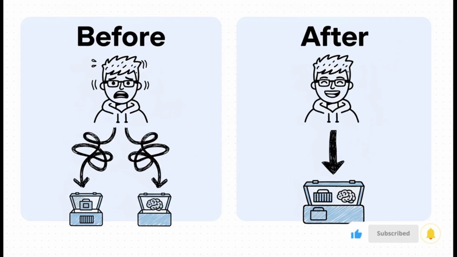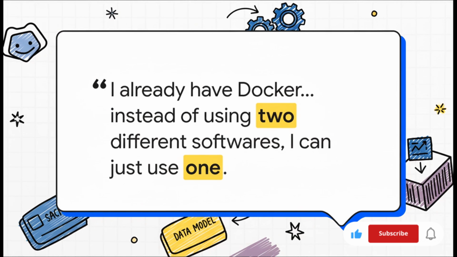And you know, this quote from a developer just hits the nail on the head. If you're a DevOps person, if you live and breathe containers, you already have Docker. So why on earth would you add a second, separate piece of software when you can just use the one you already trust? It's all about slashing complexity.